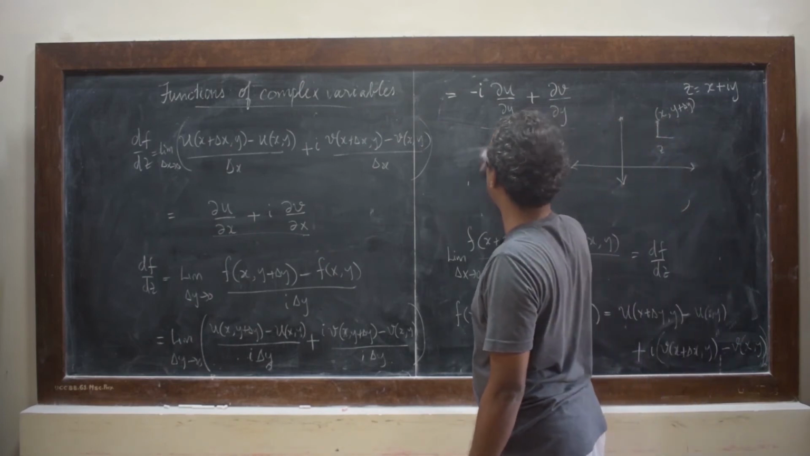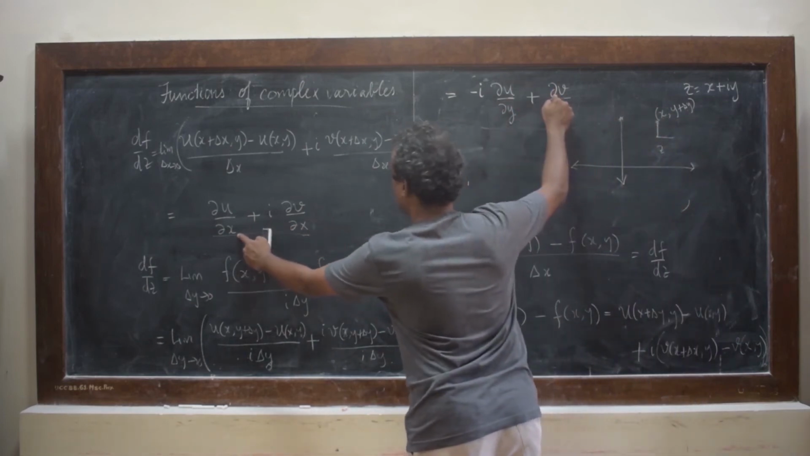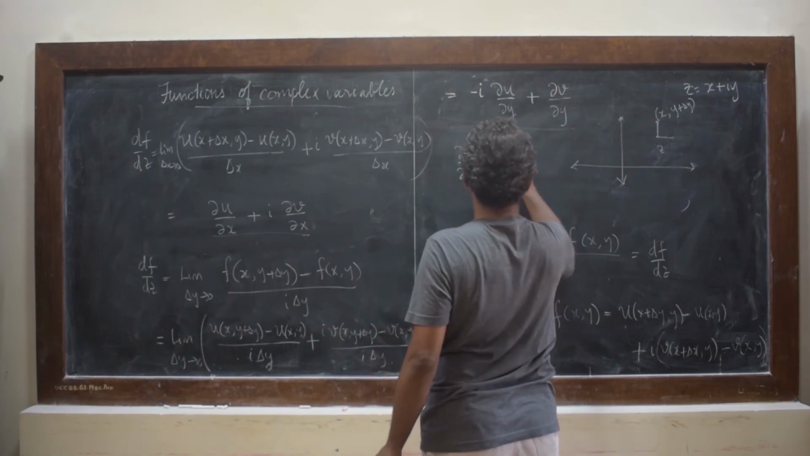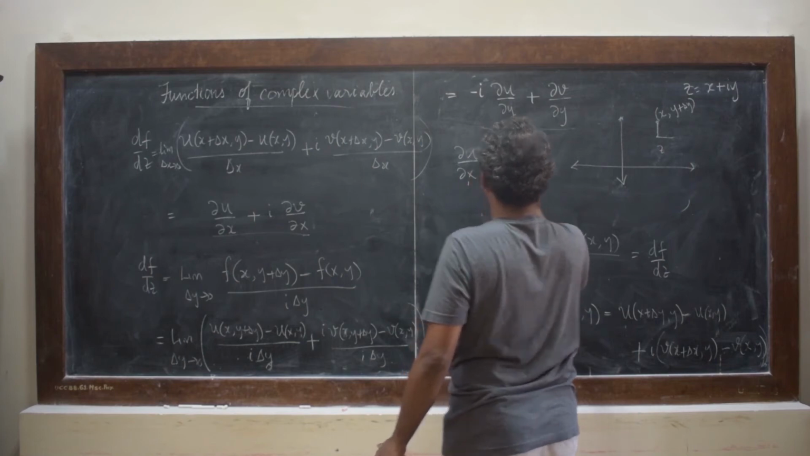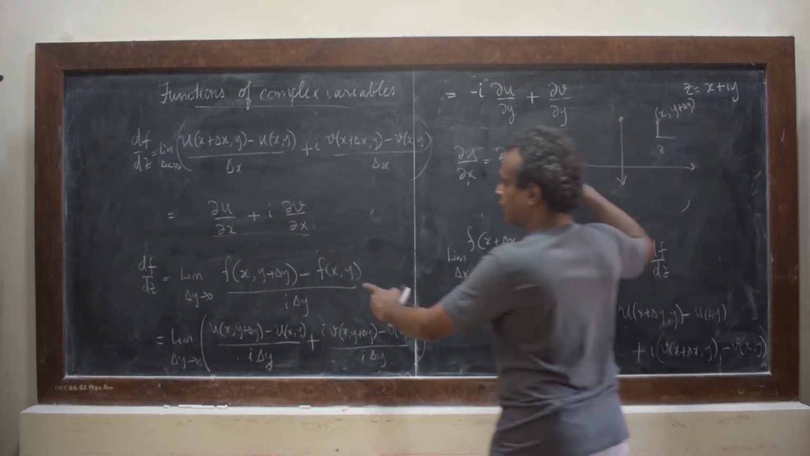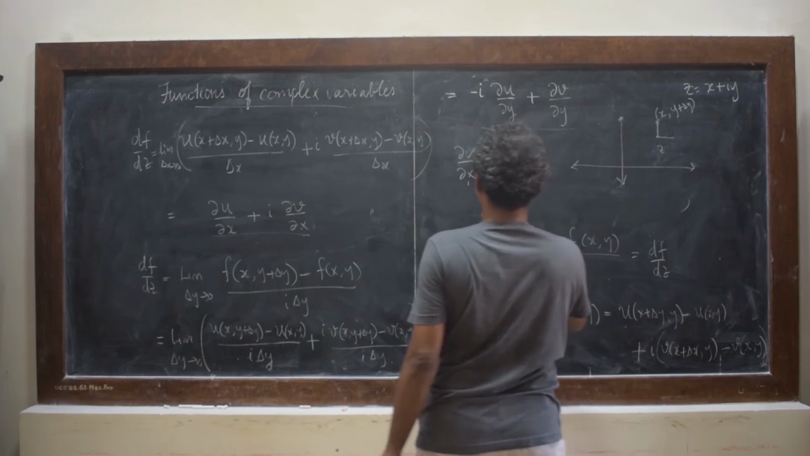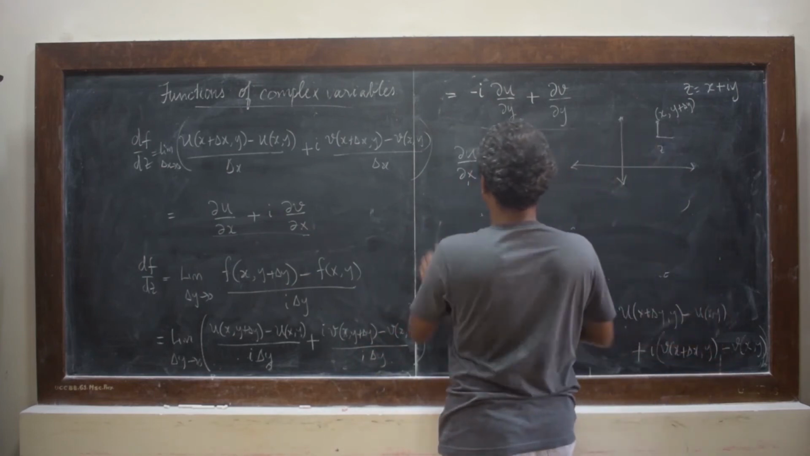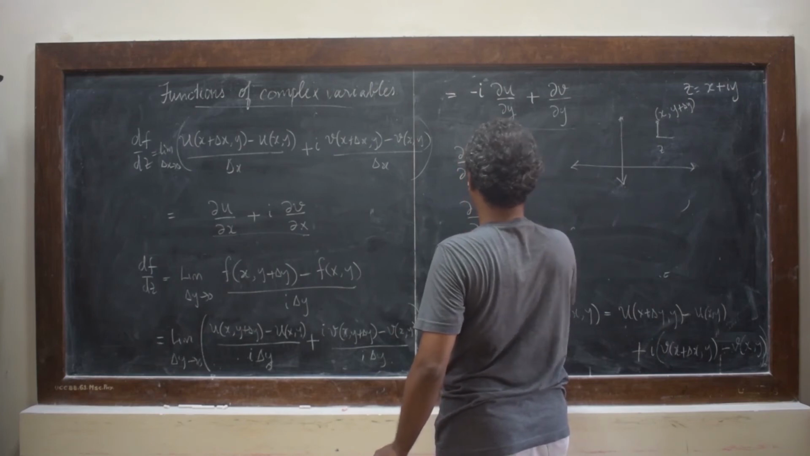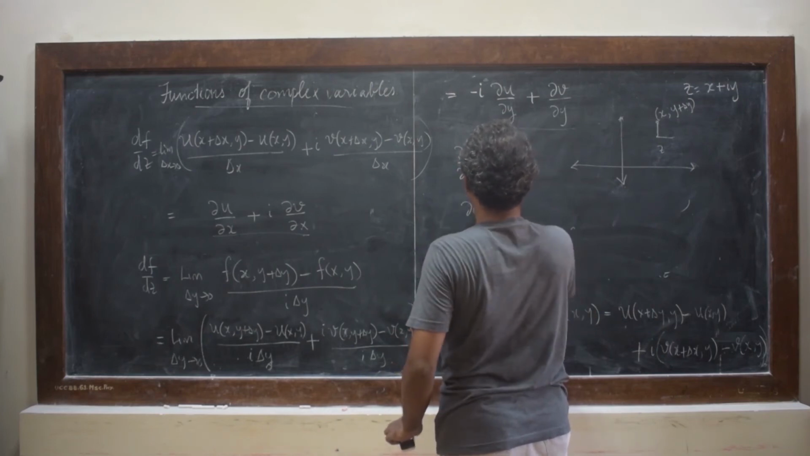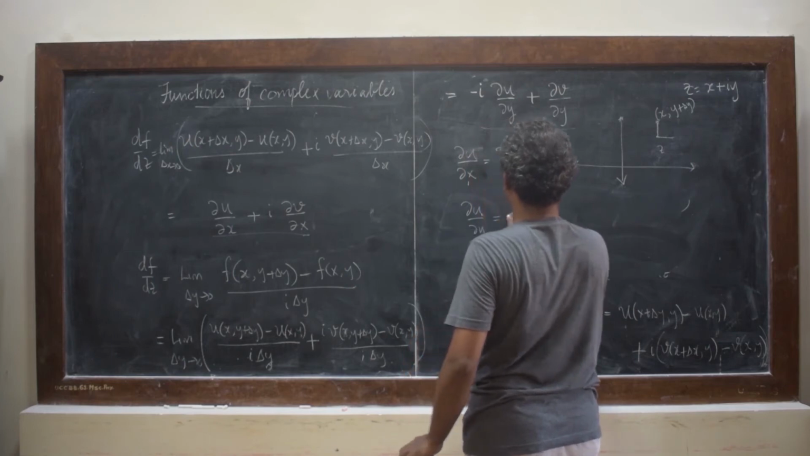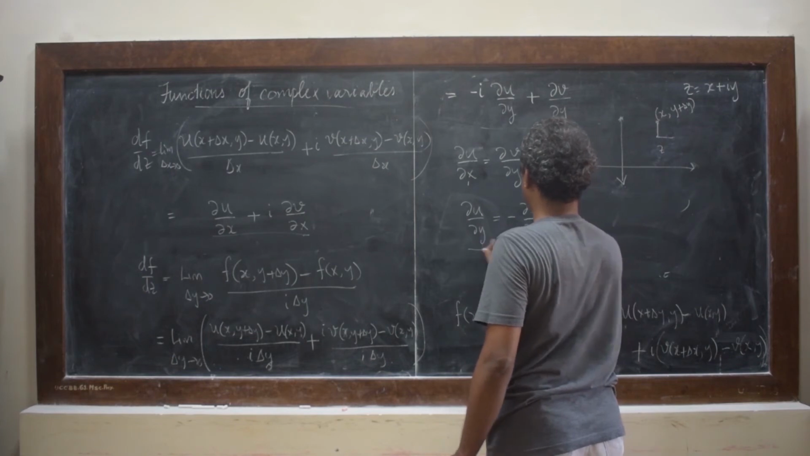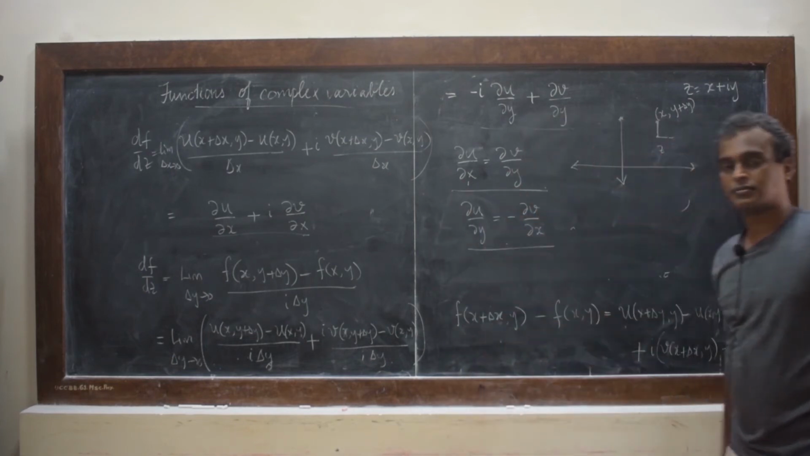That means I should equate these two expressions for the derivative of f with respect to z, which gives me the condition equating the real parts. I find del u by del x to be equal to del v by del y, while equating the imaginary parts I get del u by del y to be equal to minus of del v by del x.